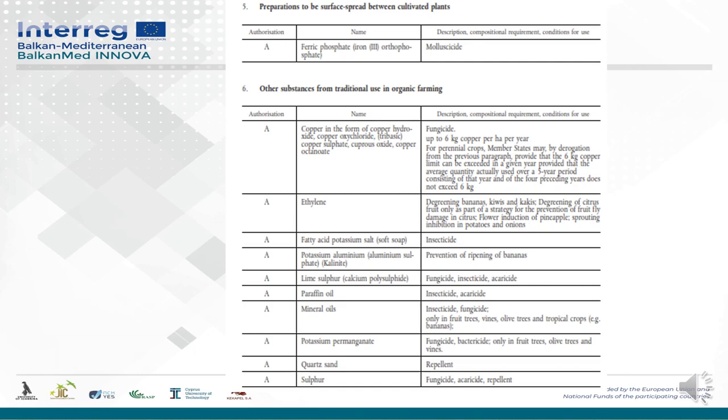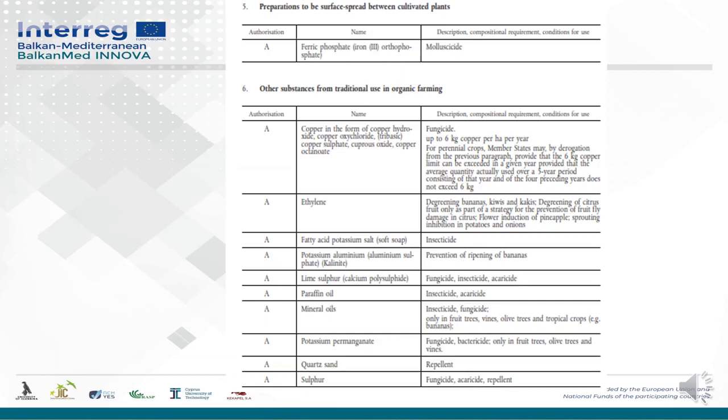Fatty acid, potassium salt, soft soap. It is used as an insecticide. Potassium aluminium sulfate, or kalinite, is used for prevention of ripening of bananas. Lime sulfur, calcium polysulfide, is used as a fungicide, insecticide, and acaricide. Paraffin oil is used as an insecticide and acaricide.